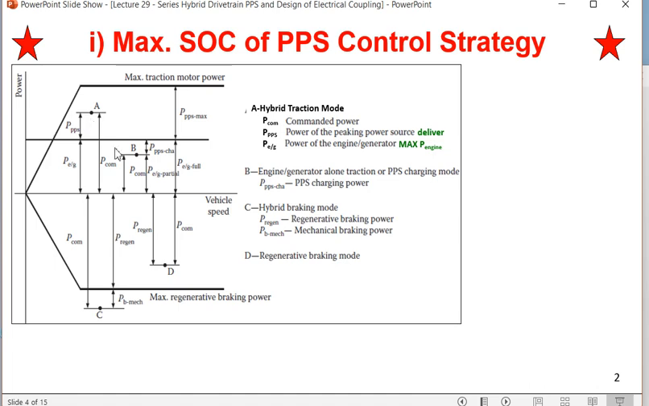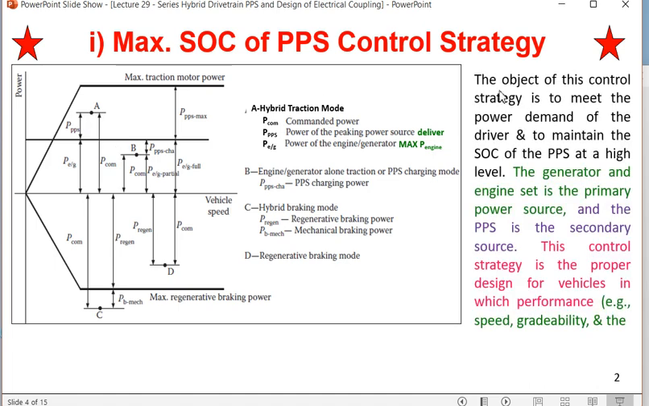So what is written here, let us see the object of this control strategy. This is called the max SOC of PPS control strategy. The object of this control strategy is to meet the power demand of the driver and to maintain the SOC of the PPS at a high level.